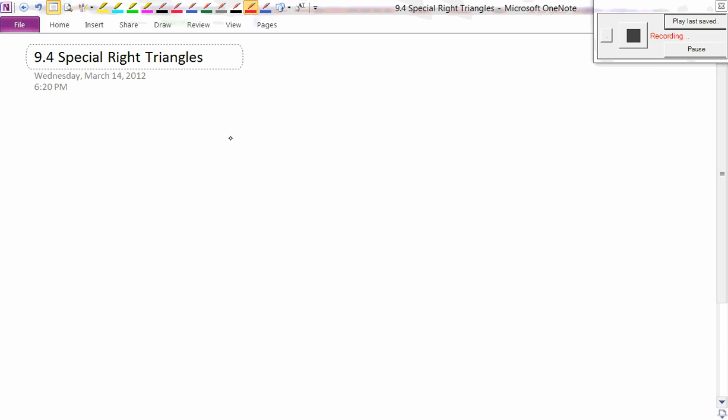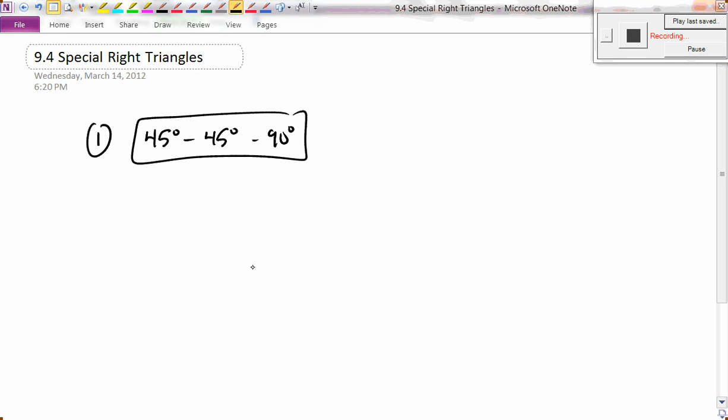Okay, in geometry there are two special right triangles. The first special right triangle is what's known as a 45 degree, 45 degree, 90 degree special right triangle. So here's what it would look like. It would be an isosceles because if this angle is 45 degrees, then this angle has to be 45 degrees. So that means that these two sides have to be equal to each other because it's an isosceles right triangle.